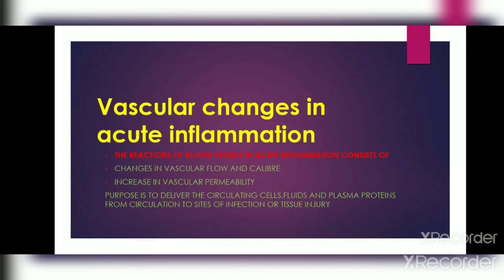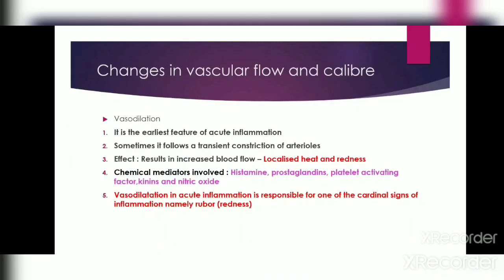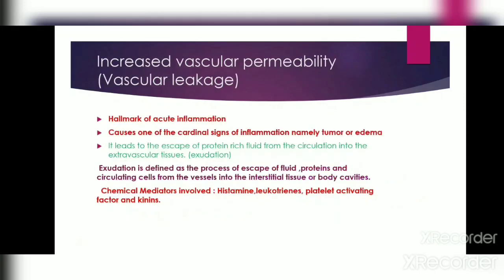Let's make a quick recap, a quick summary. What we discussed today was basically the vascular changes in acute inflammation. Two reactions occur. First is changes in vascular flow and caliber. Next is increase in vascular permeability. The purpose is to deliver the plasma proteins from circulation to sites of infection. We talked about vasodilatation, the earliest feature of acute inflammation, causing localized heat and redness, rubor, one of the cardinal signs. Next, we talked about increased vascular permeability, the hallmark of acute inflammation, which causes tumor or edema and results in exudation.